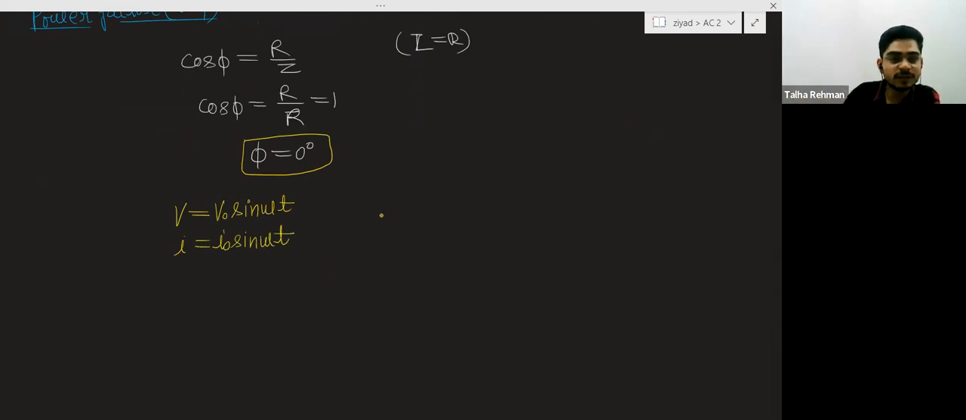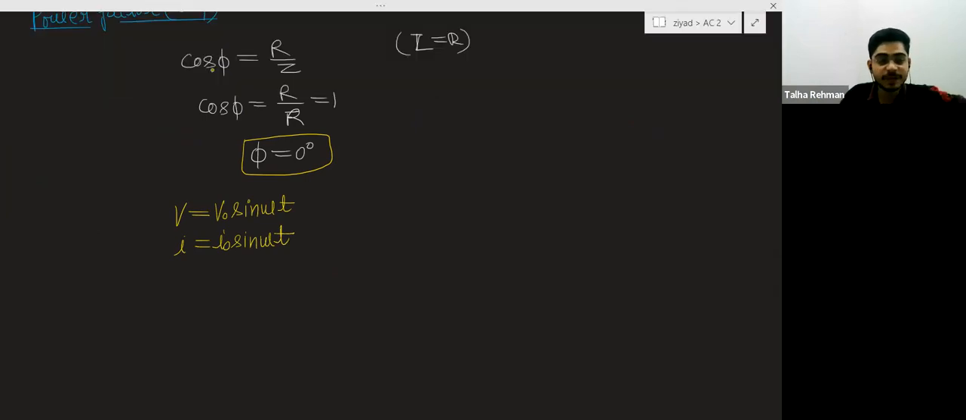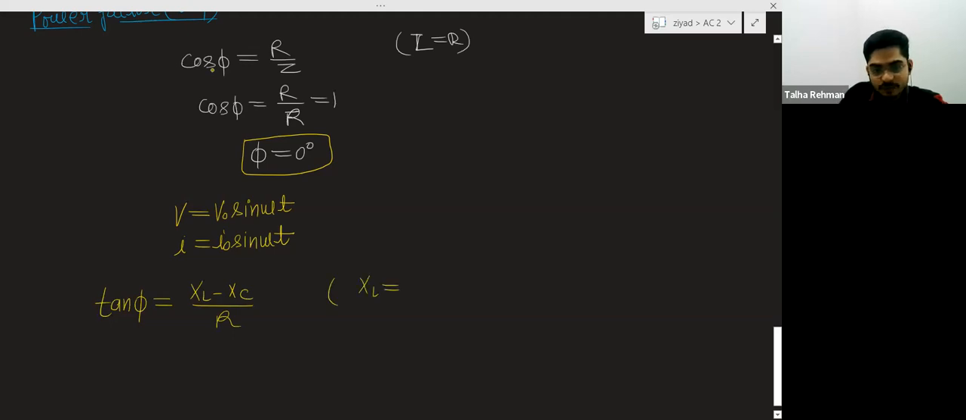Now there is one more term that we have calculated there, tan phi. What is the formula of tan phi? XL minus XC divided by R. Now at resonance, your XL is equal to XC, so this thing becomes 0. Tan phi becomes 0. So from here also you can calculate the phase difference: phase difference is equal to 0 degree.